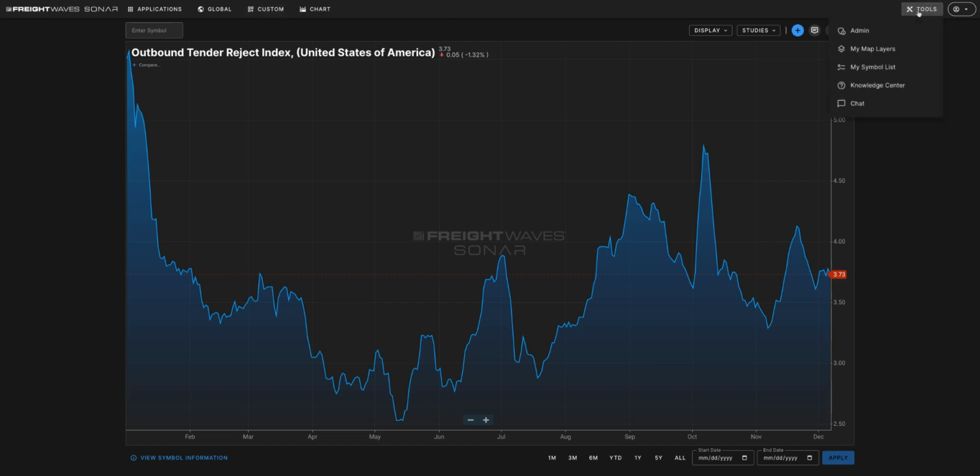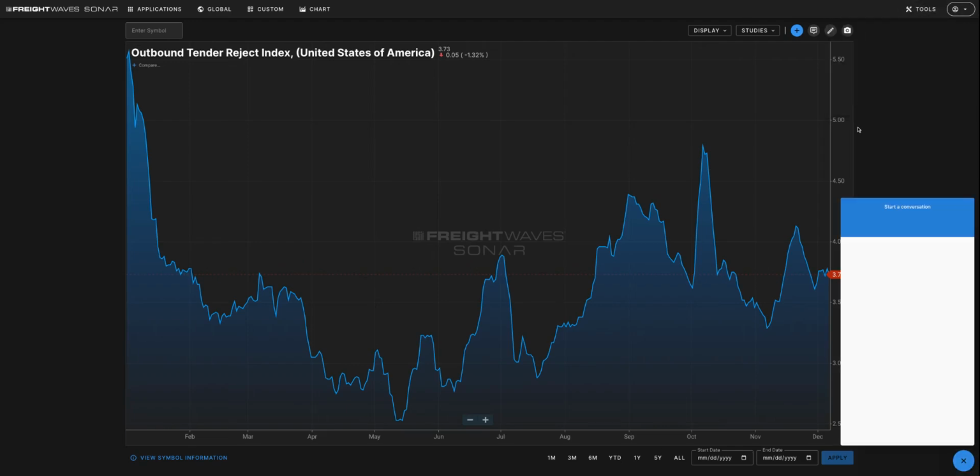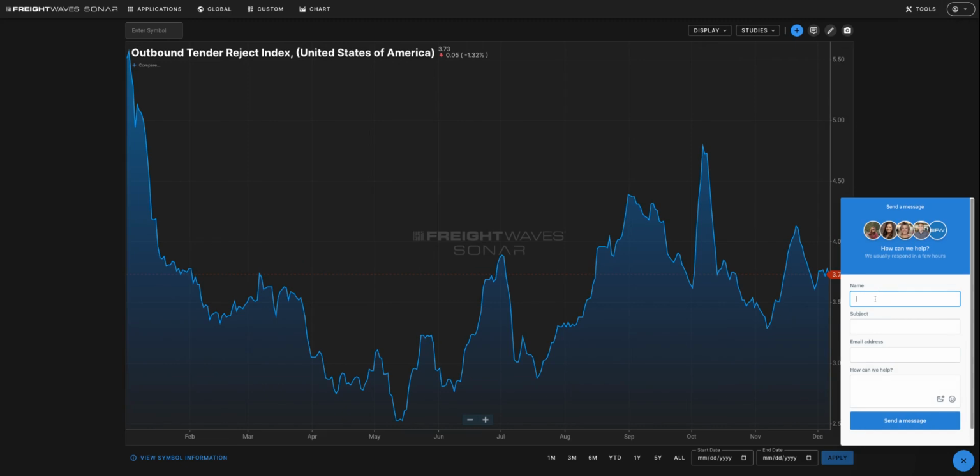Over on the right, you'll see the tools. We do have a knowledge center, so if you click on that, it will take you to the knowledge center. We also have a chat feature. So if you're ever inside of Sonar and have a question, you can reach out to us directly through the chat feature. It comes to our entire customer success team, and we normally get back to you within about 30 minutes, depending on the time of day.